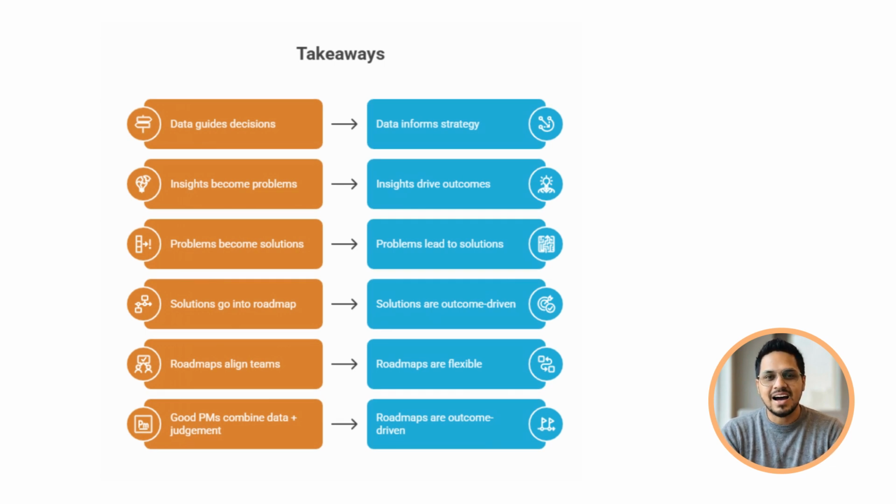Now, here are a few key takeaways for you. Data helps guide decisions. Insights turn into problems. Problems turn into solutions. Solutions go into the roadmap. Roadmaps align teams. Good PMs combine data plus judgment. And lastly, the roadmaps should be flexible and outcome driven.